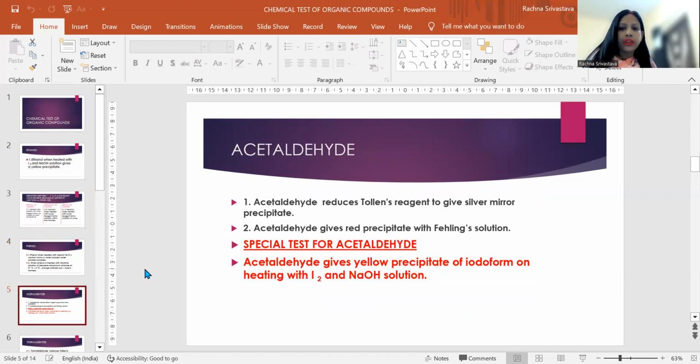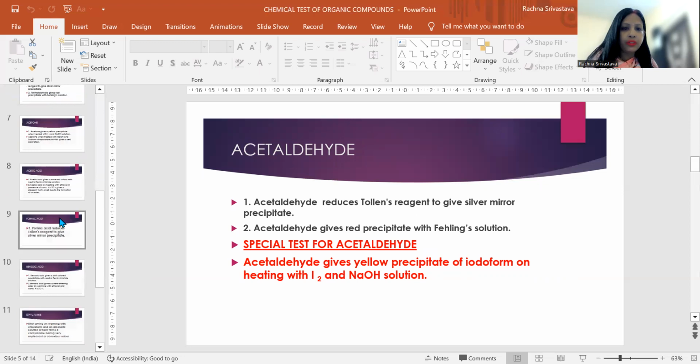Then comes acetaldehyde. Acetaldehyde reduces Tollens reagent to give a silver mirror precipitate. Acetaldehyde gives a red precipitate with Fehling's solution. These are the common tests of aldehydes. The special test for acetaldehyde is that it gives a yellow PPT of iodoform on treating with iodine and NaOH solution. Now, if the question comes, distinction between formaldehyde and acetaldehyde, then in that case, you need to write this special test.